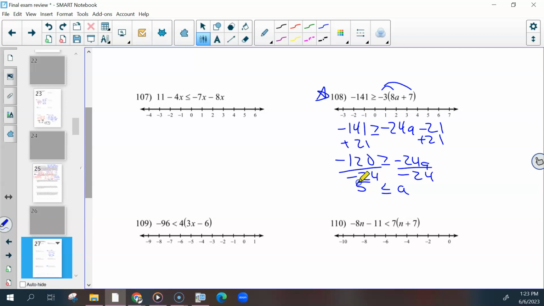A, look at if it's pointing away or to it. It's pointing away, so that's greater than or equal to 5. Or you could flip the whole thing. Make sure it's still pointing in that same direction, either towards the A or away from it. So this will be closed at 5, going to the right. Questions on that one?